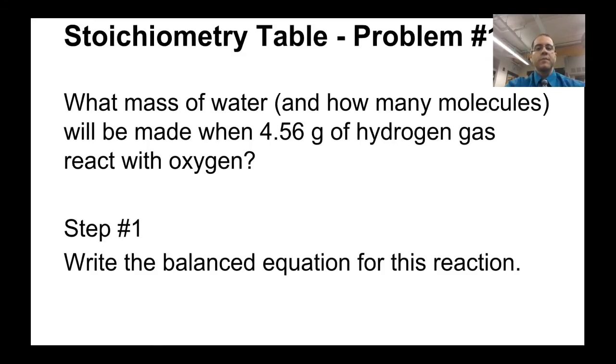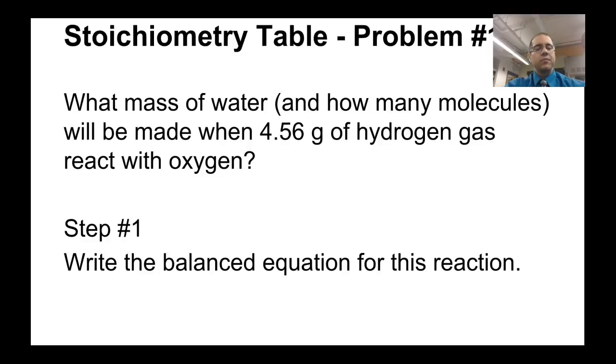So we're going to take a look at an example problem. Find one of your sheets that has at the top stoichiometry problem number 1 that matches this problem here on the slide. The problem is: what mass of water and how many molecules will be made when 4.56 grams of hydrogen gas react with oxygen? So here we're taking a certain amount of reactant and we're trying to find out how much stuff we can make with it. There's a number of steps to go along with this.